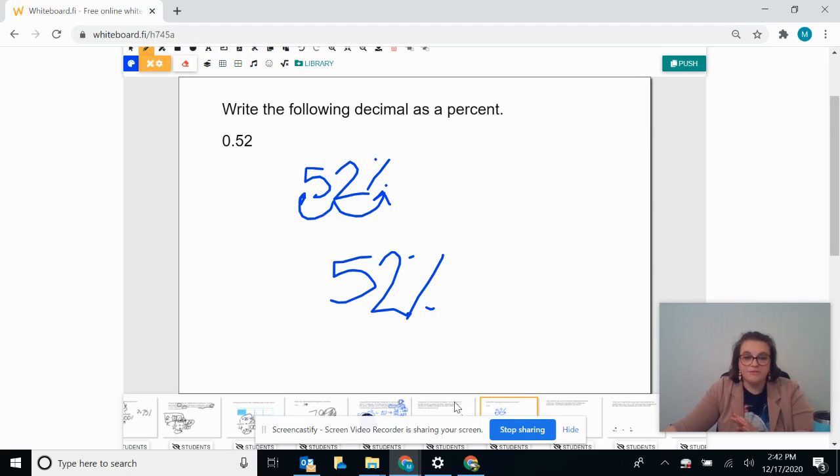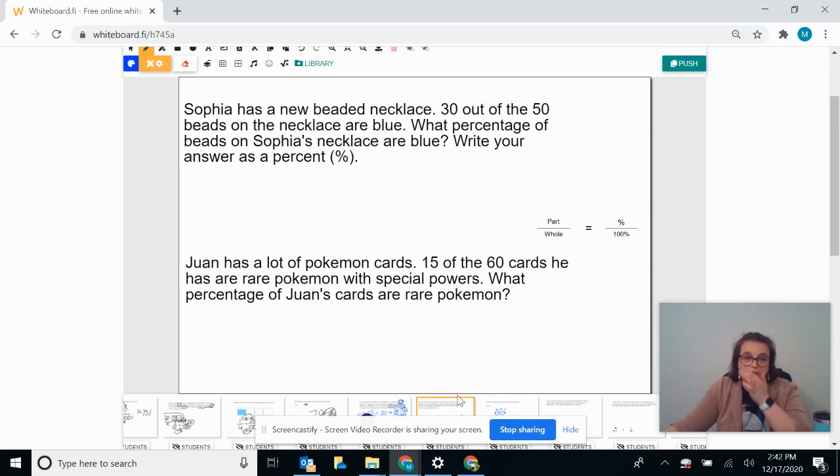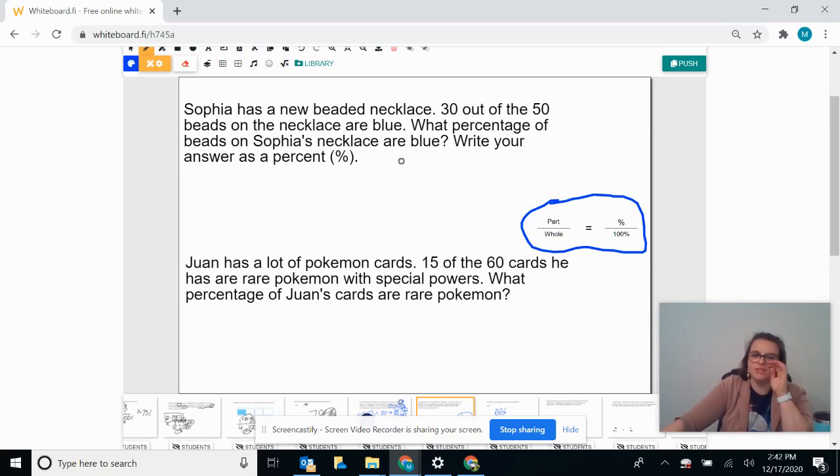Okay, now I want to go over questions that we just learned about, and we're going to use our part to whole formula. I'm sorry, our percent problem formula that my friend Rosa introduced us to help us, okay? All right, this first question says, Sophia has a new beaded necklace. 30 out of 50 beads on the necklace are blue. What percent of the beads on Sophia's necklace are blue? Write your answer as a percent.